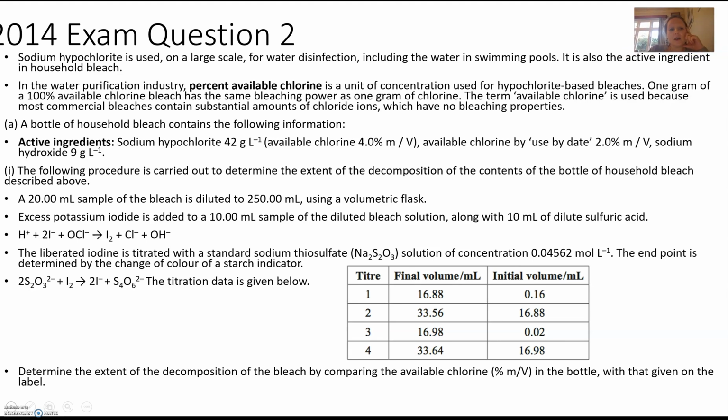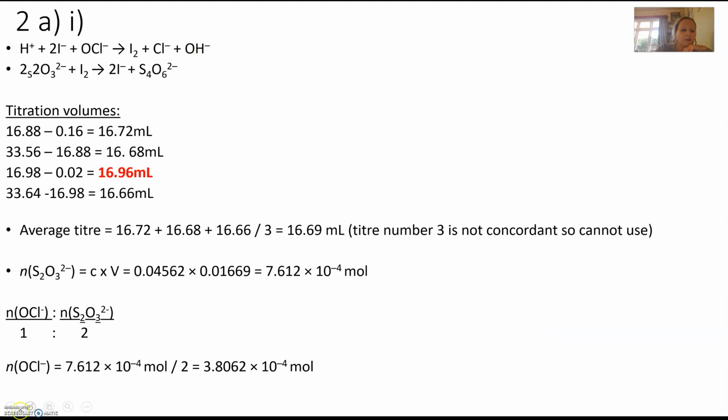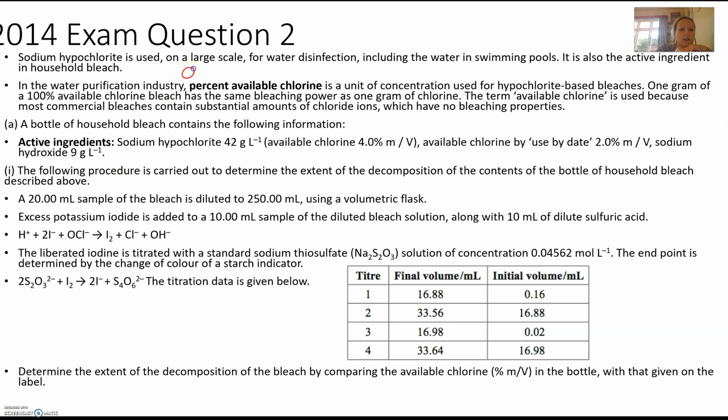So sodium hypochlorite is used on a large scale for water disinfection, including water and swimming pools. It's also the active ingredient in household bleach. So hypochlorite is OCl-, by the way, and you do need to know that.